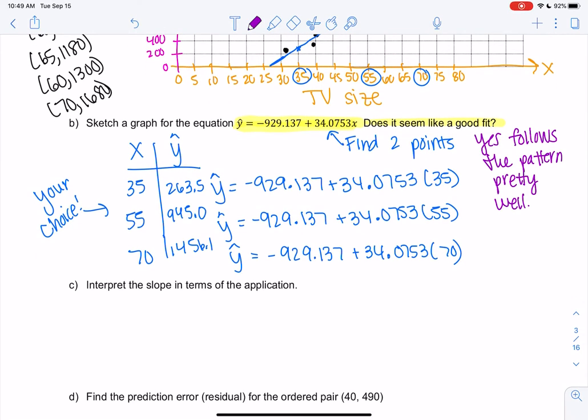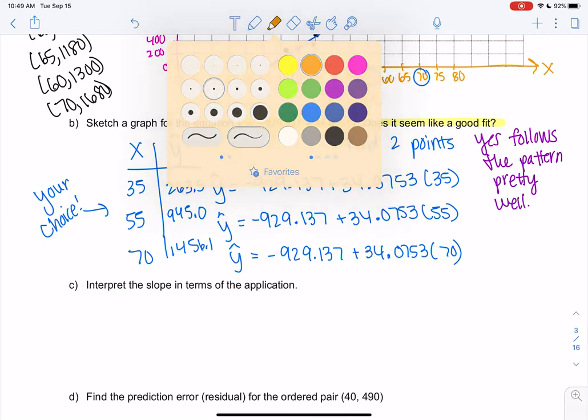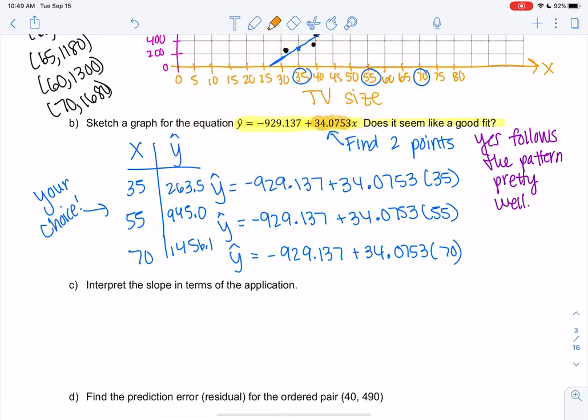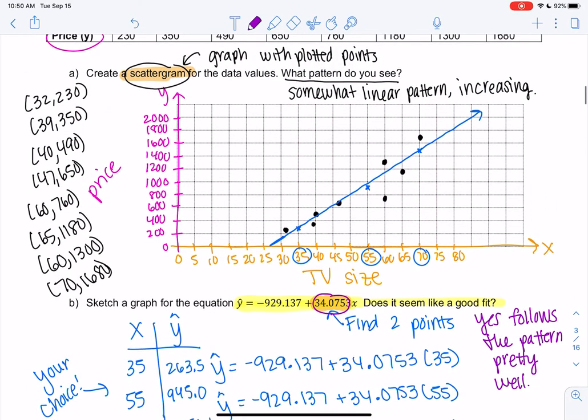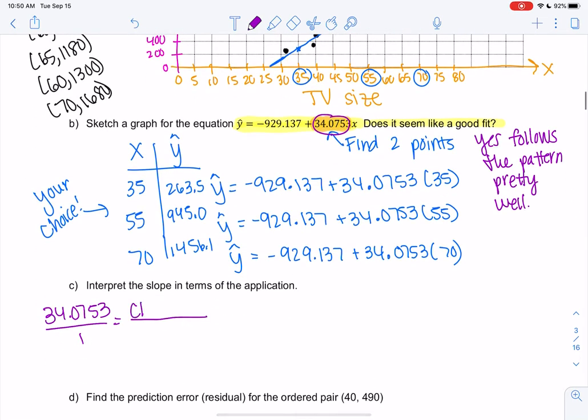So the slope is an ugly number this time. We're not calculating slope with a calculator. We're just taking it from an equation. It will be given in an equation. So the slope here is 34.0753 over 1. Just got that from right here. We're not calculating anything. It'll be given in our equations. And it'll be the change in Y, which is the change in price, over change in X, which is TV size.